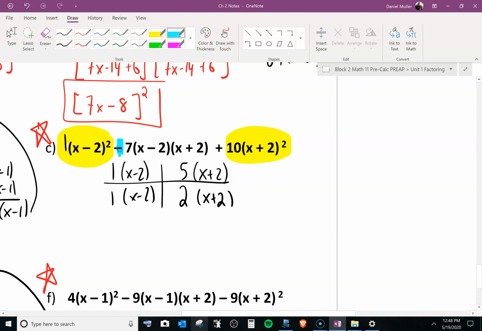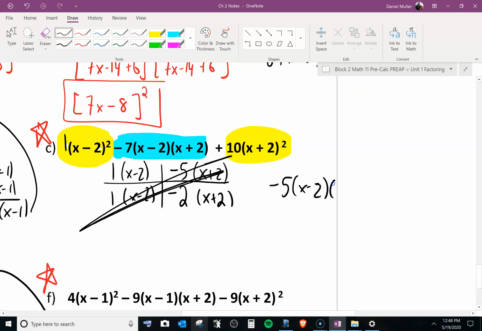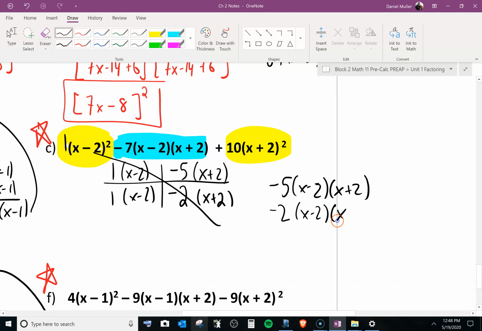However, I notice that the middle term is a minus. So I'm going to make both of mine negative. And that still preserves the right-hand side being a positive 10. Negative 2 times negative 5 is still a positive 10. But it just means that when I do my diagonals, I'll get a negative number. So this diagonal here is going to be a negative 5 x minus 2 x plus 2. And this diagonal is a negative 2 x minus 2 x plus 2. And if I add those, I get a negative 7 x minus 2 x plus 2. Is that what I have in the middle?